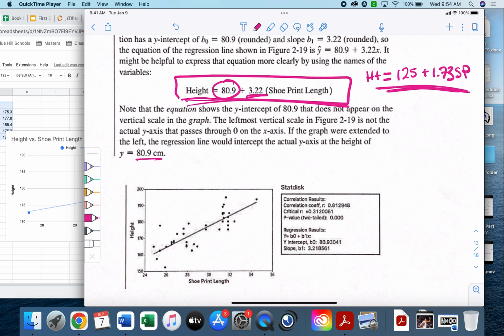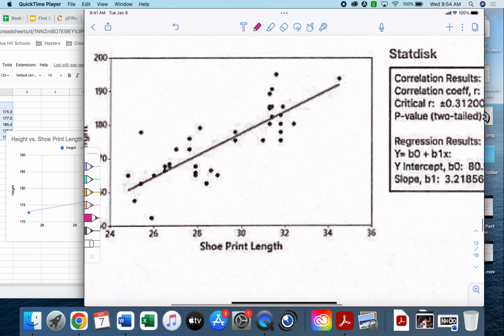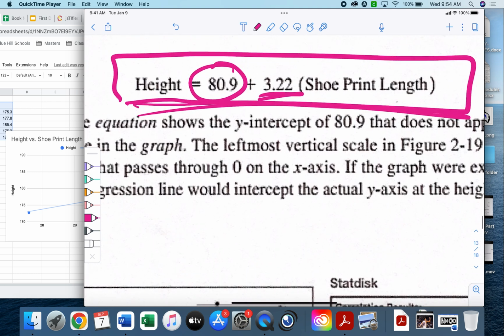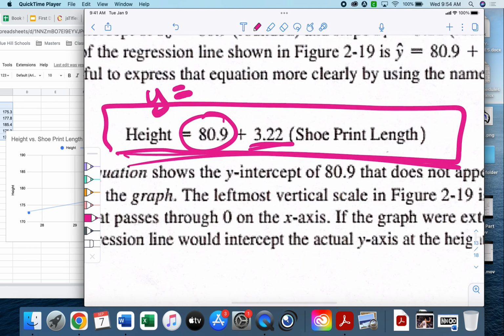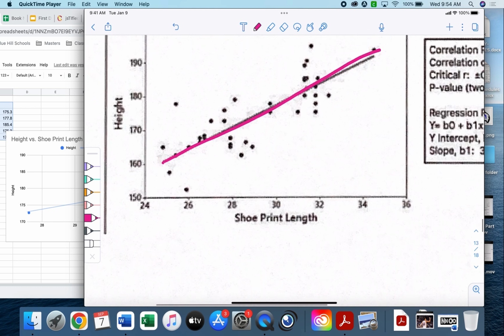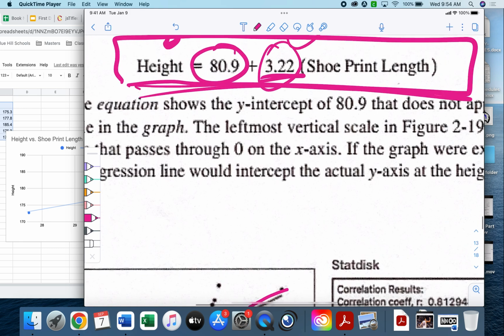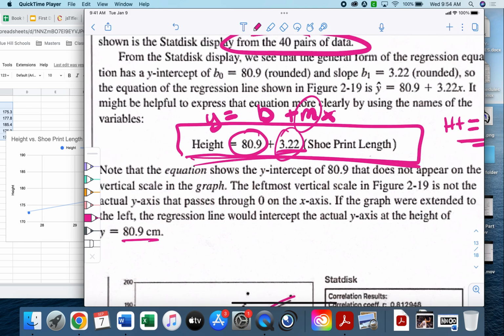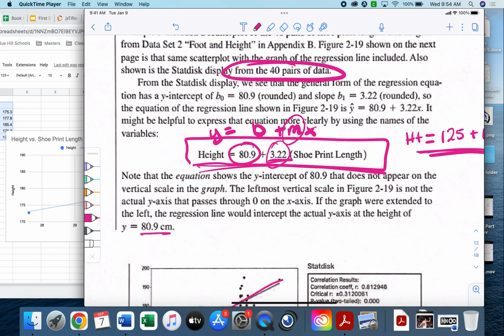So even though this scatter plot line only goes from here to here, like they've stopped it here, the y equals mx plus b form that they have, they've written it like that instead. Our slope is 3.22, okay? And our y-intercept is 80.9. So if it would connect on down, it would intersect at like 80.9 or whatever they have, right? And there is that, okay?